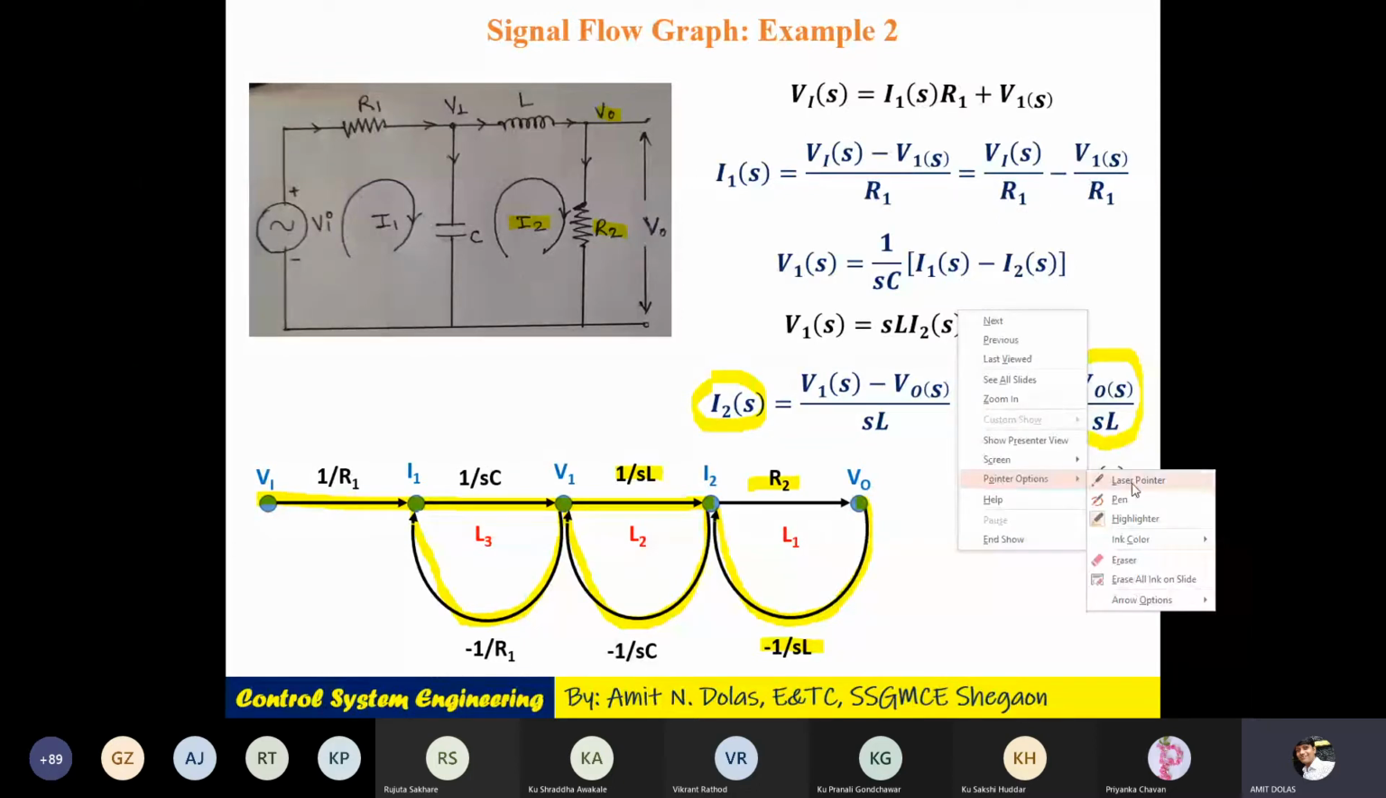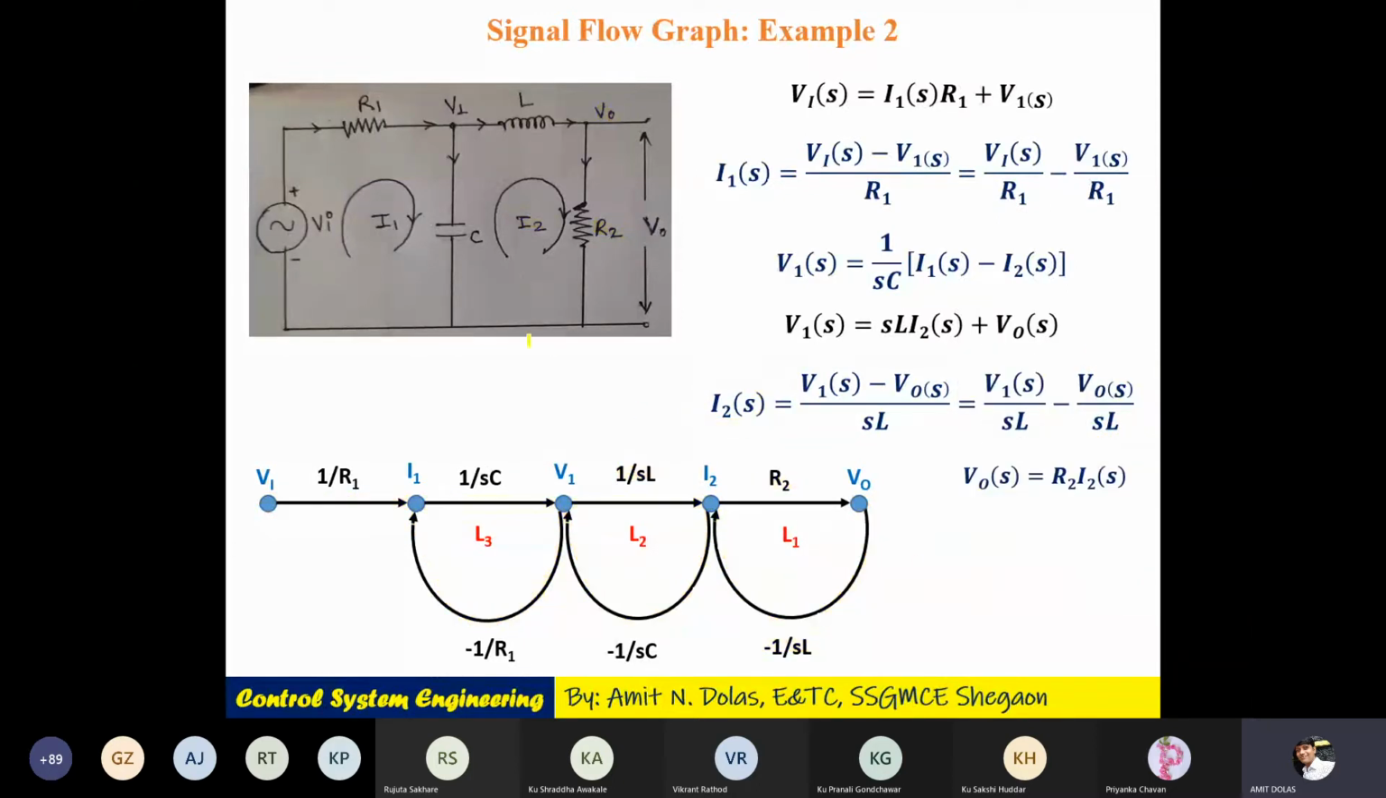So this is how you can draw a signal flow graph using a network or circuit. Any question related? Because directly I'll move to Mason's gain formula and the transfer function of this circuit. Any question?